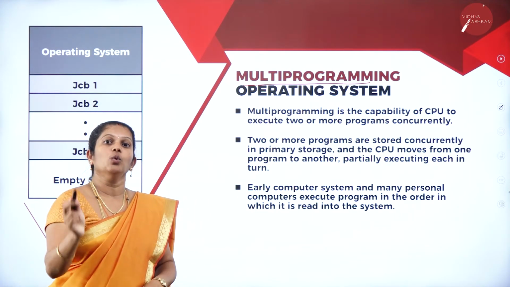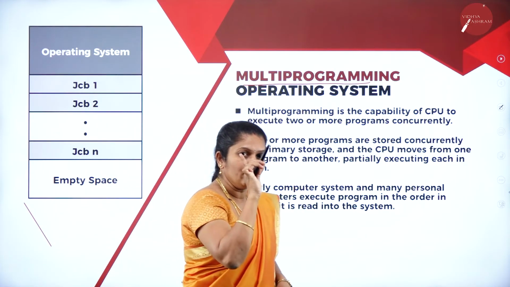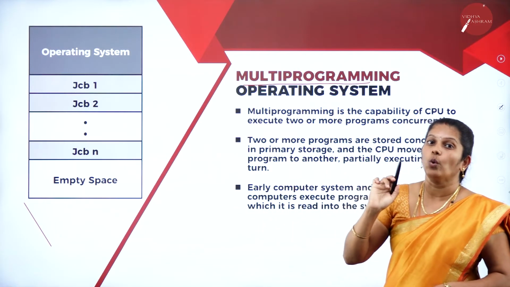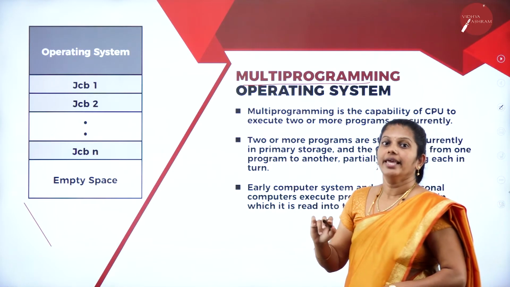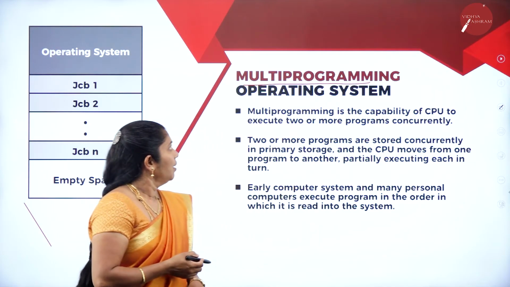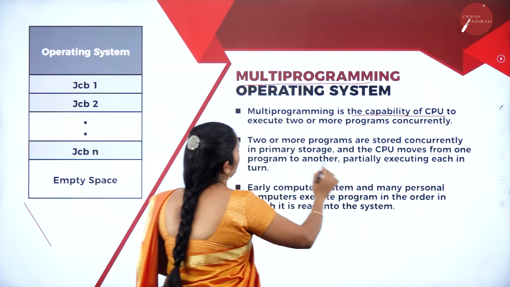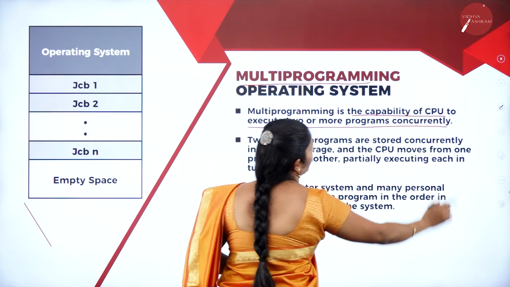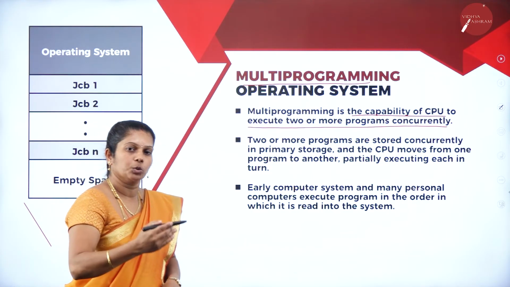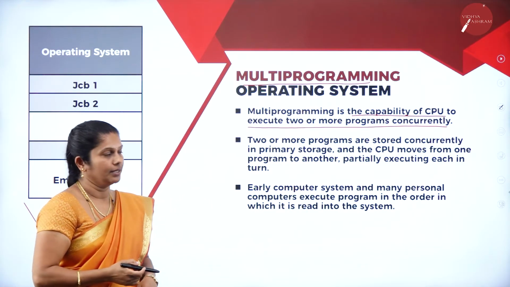Multi-programming means more than one program can execute at a time, whereas single user means only one person can execute. Multi-programming means more than one job, more than one piece of work, can be processed at the same time. In a multi-programming operating system, the CPU is capable of executing two or more programs concurrently. All the jobs will execute at the same time.